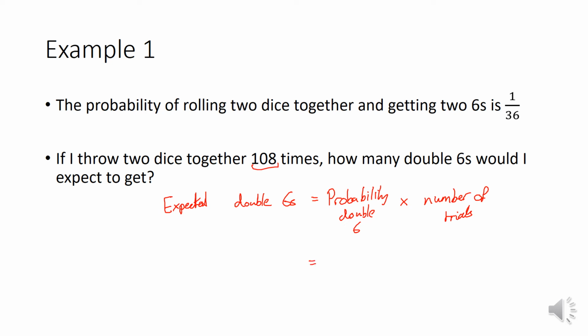So expected number of double 6s. The probability of a double 6 we're told is 1/36th. And we're timesing that by 108 because that is the number of trials. So we're doing 108 divided by 36. That would be 3. So if we roll 2 dice together 108 times, we'd expect to do that 3 times. So you can see it's fairly unlikely. You'd have to roll the dice a lot of times in order to get not that many double 6s. So fairly straightforward. You are basically looking at the probability, multiplying that by the number of trials.